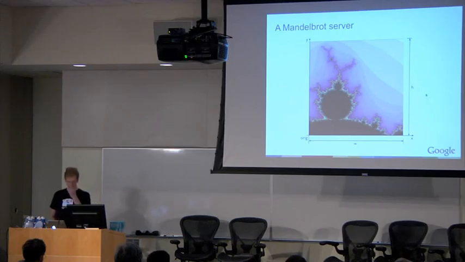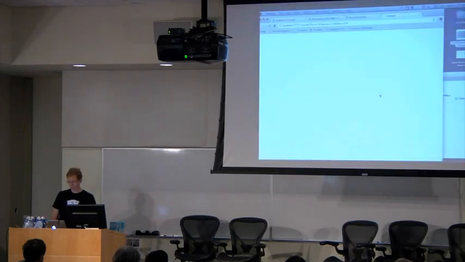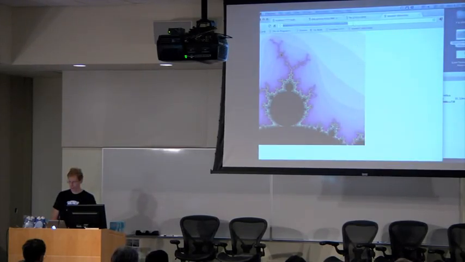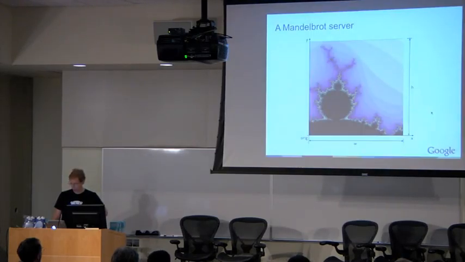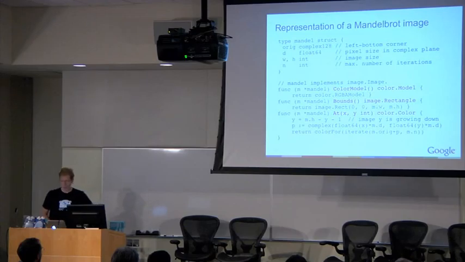So let's do something more interesting. A Mandelbrot server. We want to do something like this, where I can zoom in, have different enlargement factors, and so forth. And how would you do this in Go? Again, using this existing model here, how do we represent the Mandelbrot image?